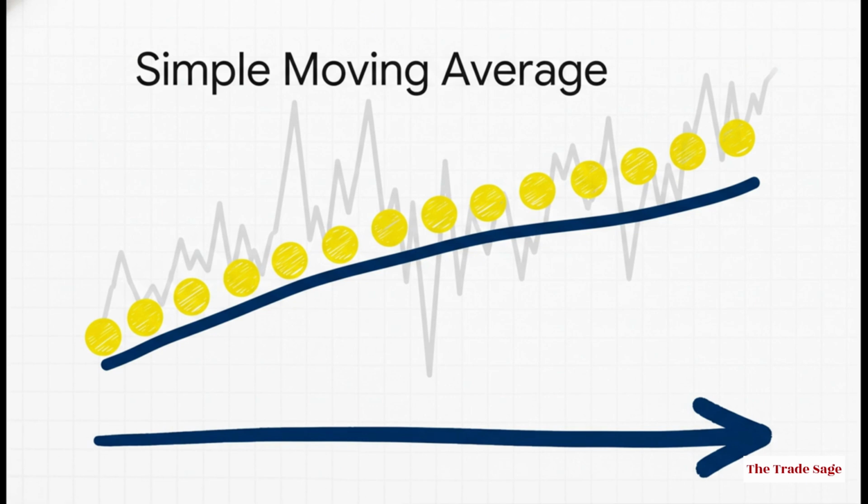Because we're constantly updating it, dropping the old, adding the new, the average just keeps moving forward with time. And when you plot all those little average points on a chart and connect the dots, you get that smooth, single line that helps you see the bigger picture.